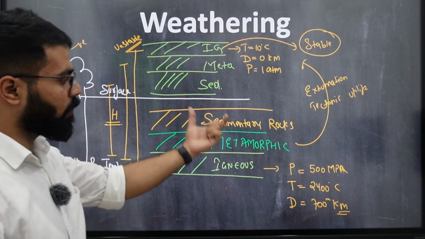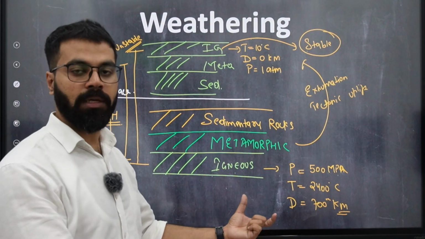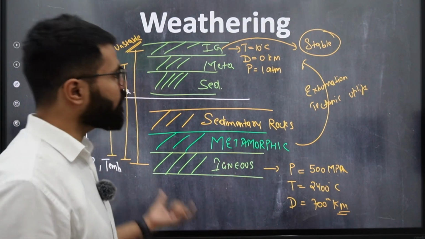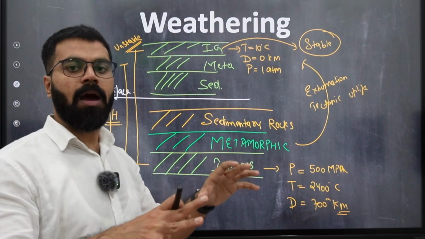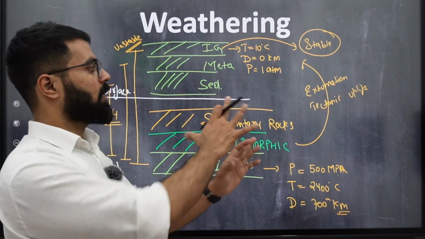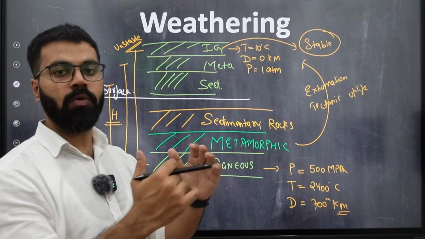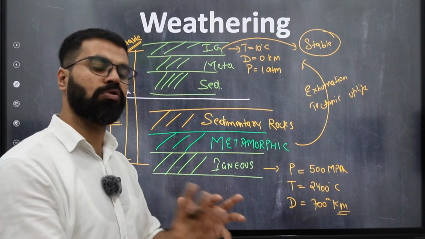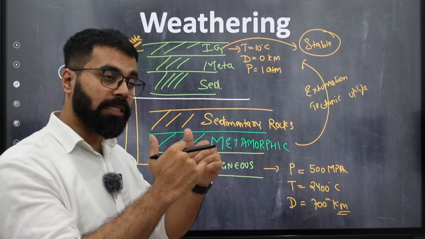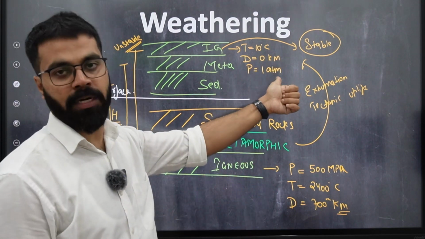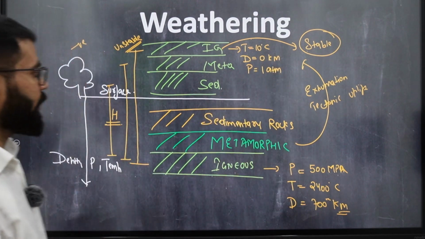So most of the rocks are formed at subsurface, below the surface. Therefore, when brought onto the surface, they are very, very unstable, and hence they try to form into some new crystal structures, into new minerals that are stable at those pressure, temperature, and depth conditions.